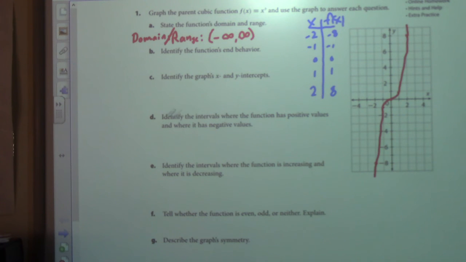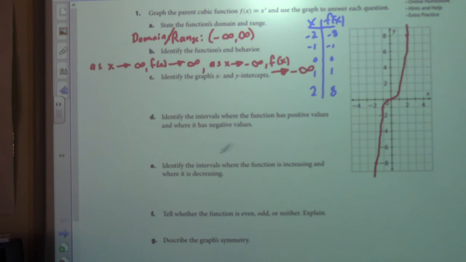And then what is the function's end behavior? As x approaches infinity, what does f of x approach? Infinity. F of x approaches infinity. Good job. And then as x approaches -infinity, f of x approaches -infinity.